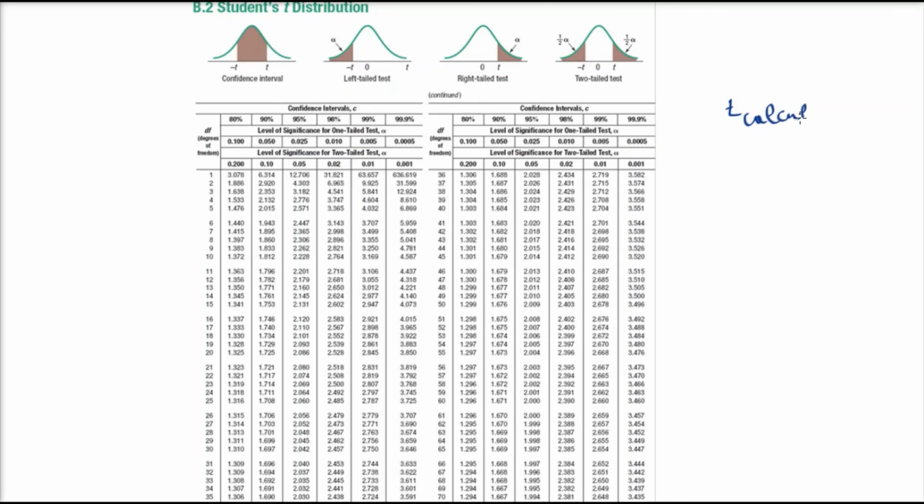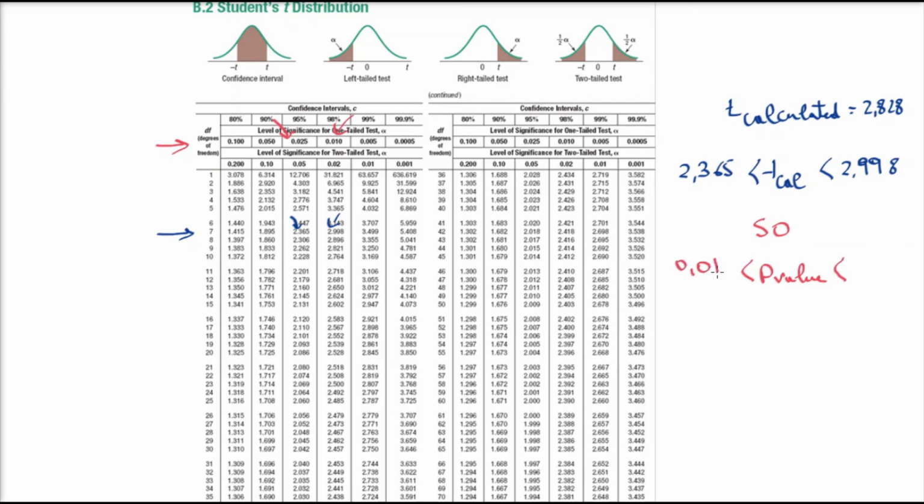T calculated is equal to 2.828. In the row of the corresponding degree of freedom, which is 7, t-critique falls between two values, 2.365 and 2.998. So p-value falls between 0.01 and 0.025, which means between 1% and 2.5%.